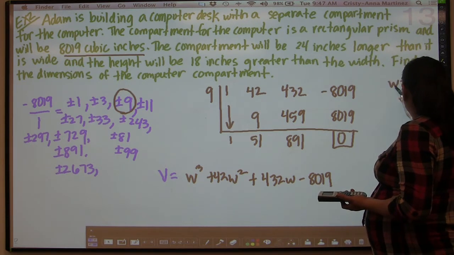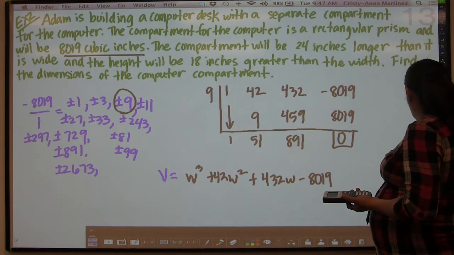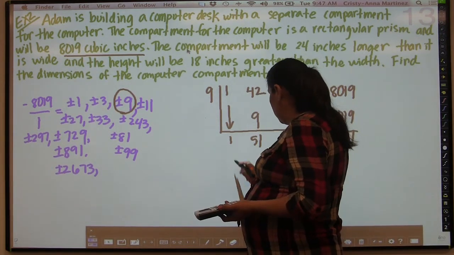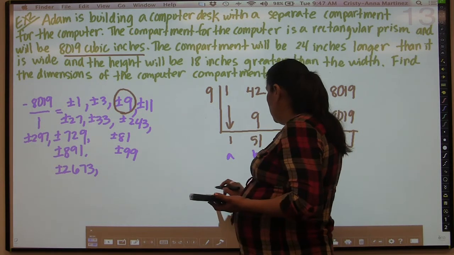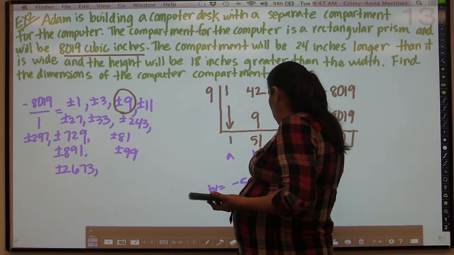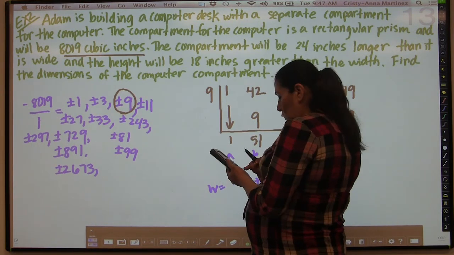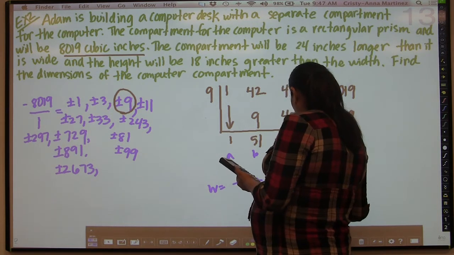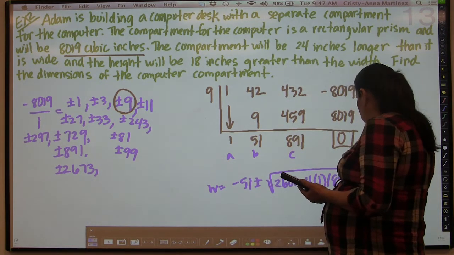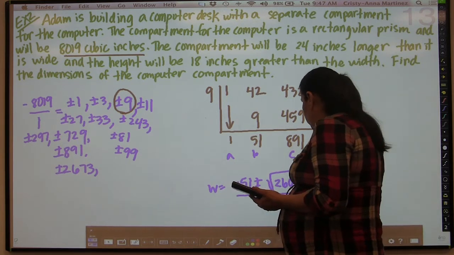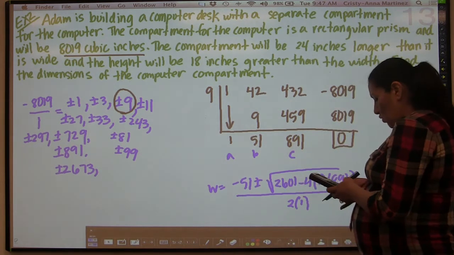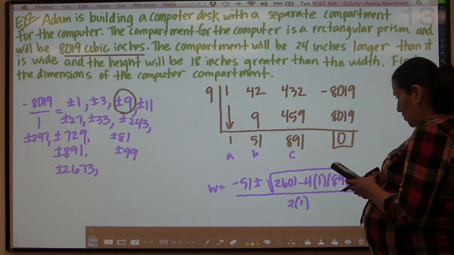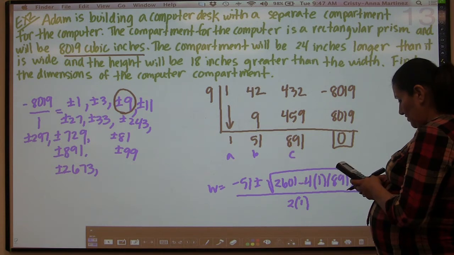Let's see here. Now we can find the others by the quadratic formula. So now I'm going to say that this is my A, B, and C. So W equals negative B plus or minus radical B squared. 51 squared is 2601 minus 4 times A times C all over 2A. So 4 times 891. So 2601 minus 3564 is negative.